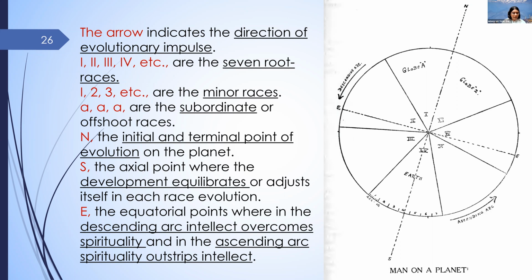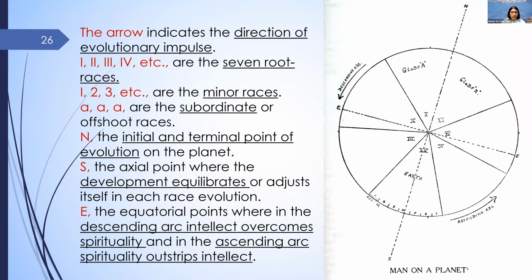the arrows which are shown around the circle, they indicate the direction of evolutionary impulse, the descending or the ascending evolutionary impulse. The Roman numbers which are given, you can see the Roman numbers which are close to the center of the circle, they represent 1, 2, 3, 4. They will indicate the 7 root races on the earth, because we are considering the entire circle to be earth. So that 1, 2, 3, 4 in Roman numbers, they are the 7 root races.